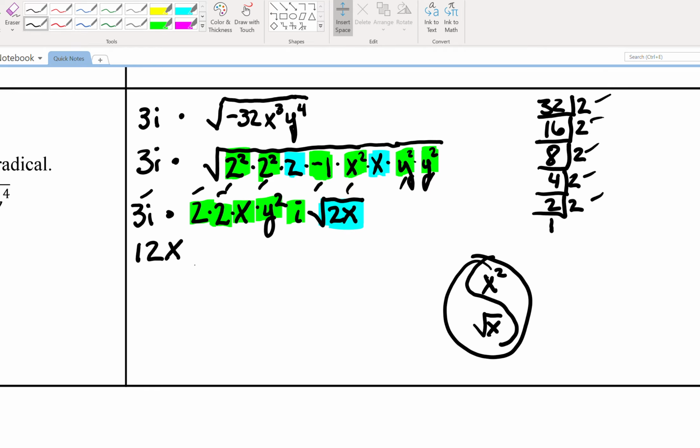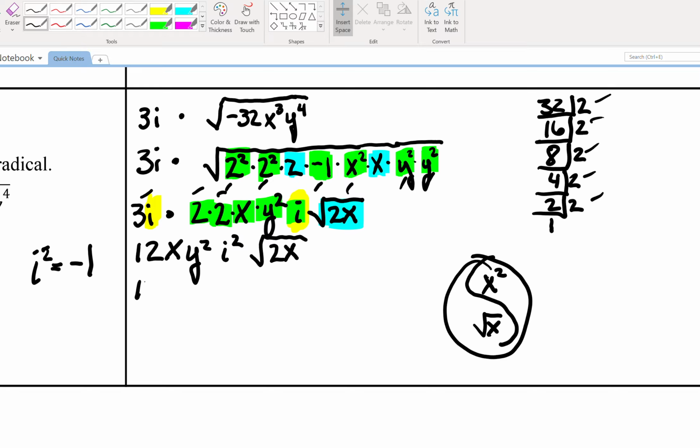x, y squared. But then I have an i here, and I have another i there, and so those get multiplied together. That's i squared. So we remember that i squared is equal to negative 1. I will make that substitution here in just a moment. So I've got the square root of 2x.